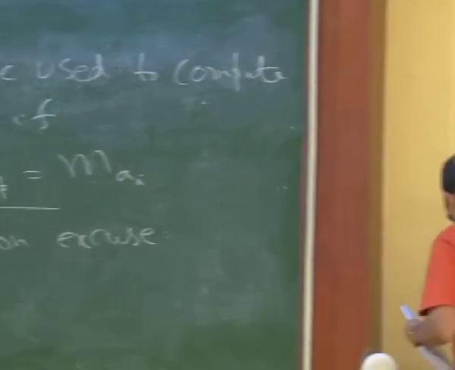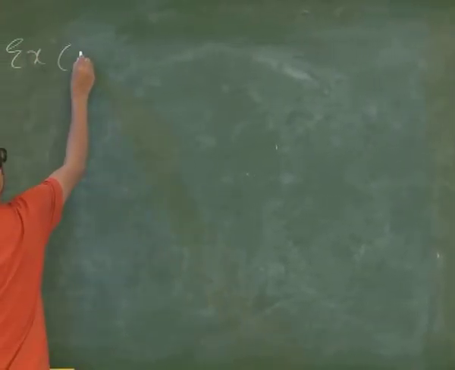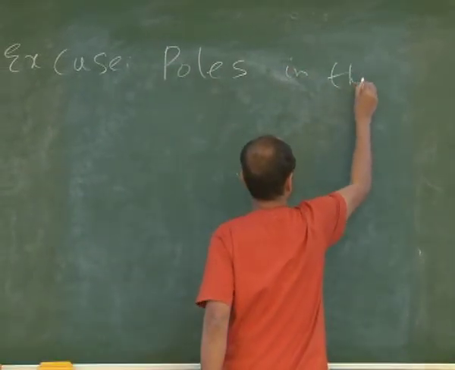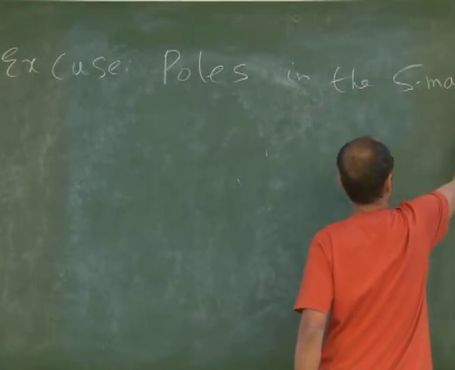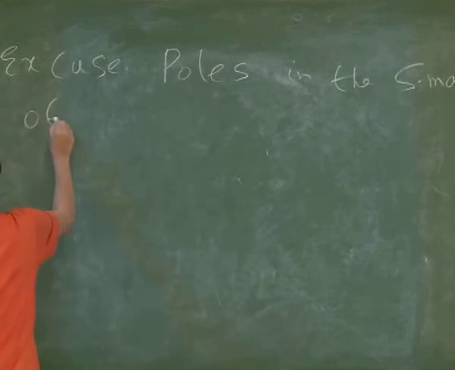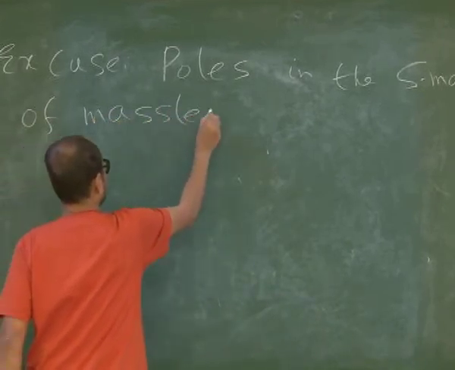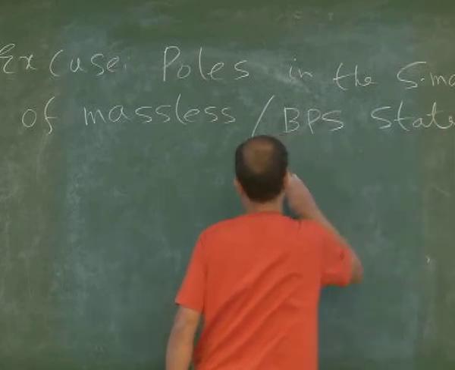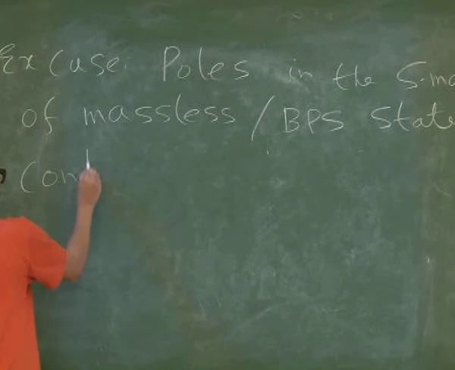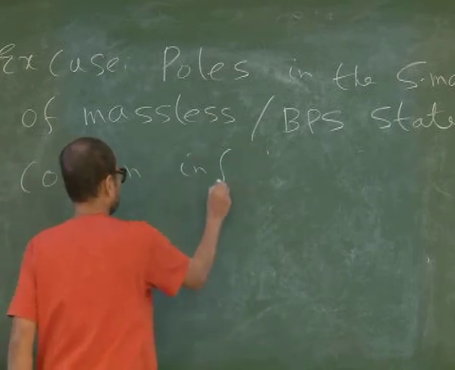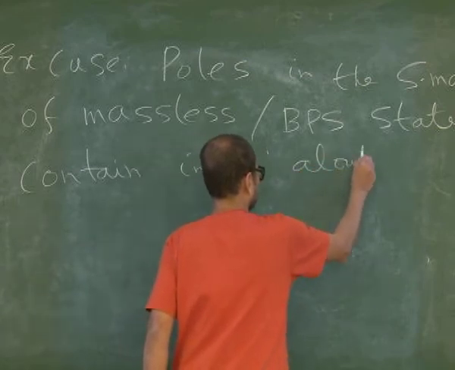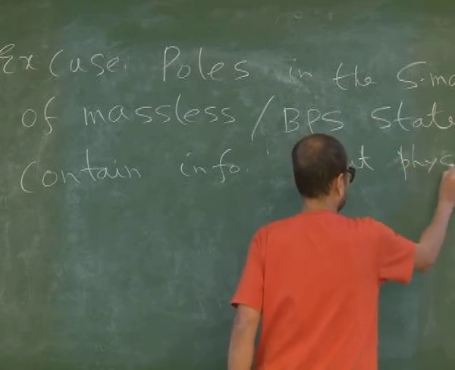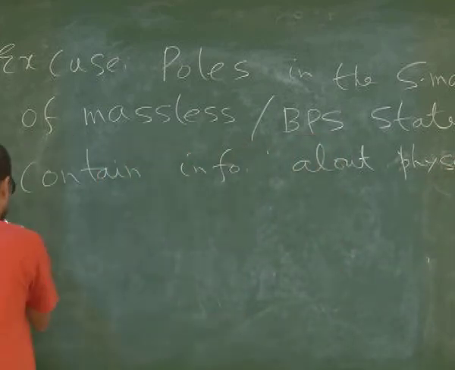The excuse that is used is that poles in the S matrix of massless or BPS states contain information about physical masses of massive states, masses of general states.